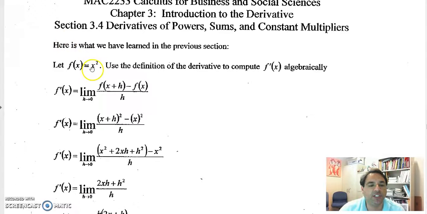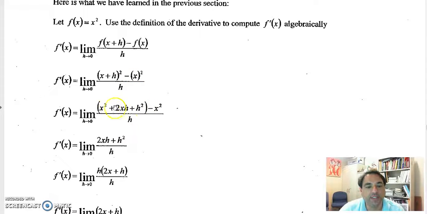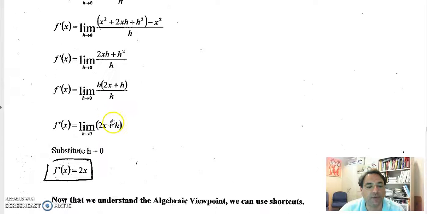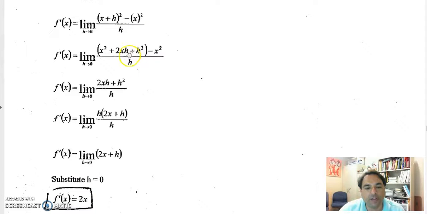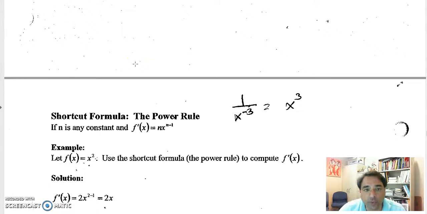So if I had the function x squared, and I did it the algebraic way, plugged in x plus h into the function, minus the original function, simplified, cleaned it up, was able to plug in 0 for h, you would get 2x. There's your derivative function. So because of this process, we examined it, and found a shortcut. So the shortcut, again, only works because of the long way, the algebra way.